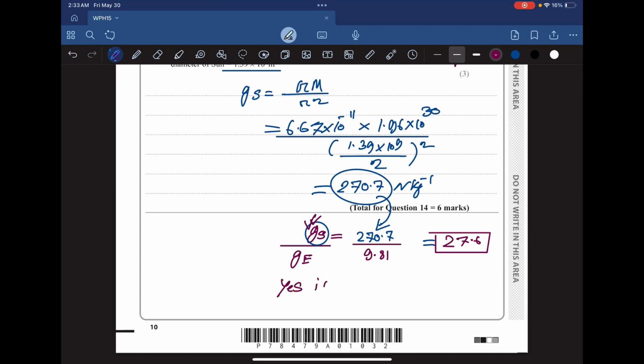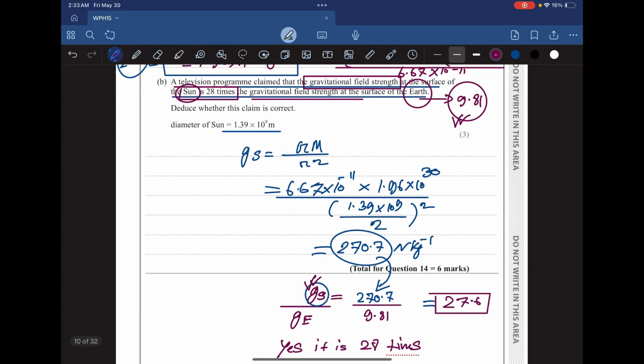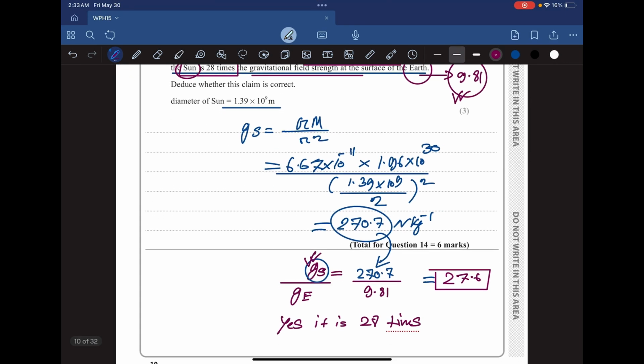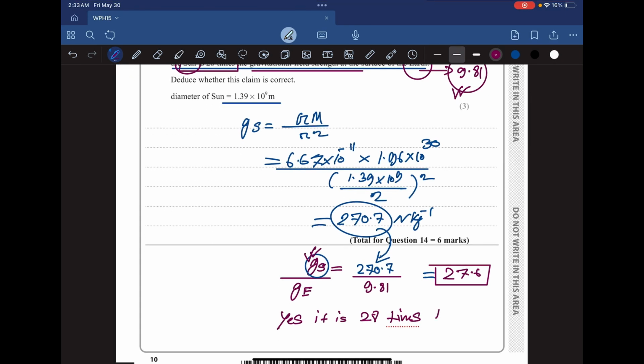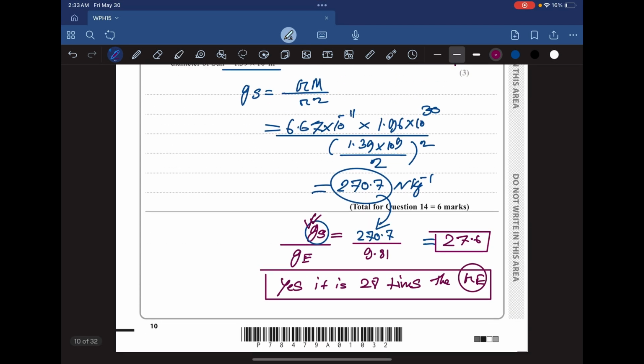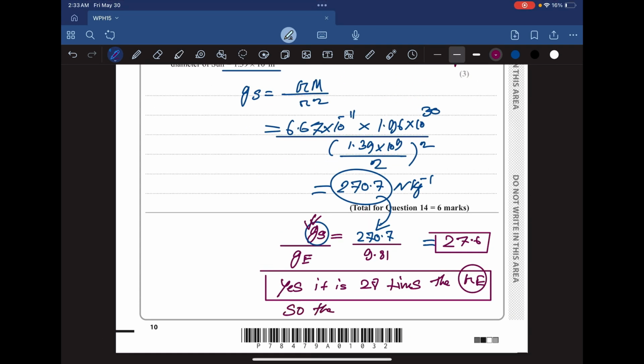Yes, it is 28 times the gravitational field strength of the earth. Don't write it like this, always write the full wording. I'm writing it like this for now. So the claim is correct.